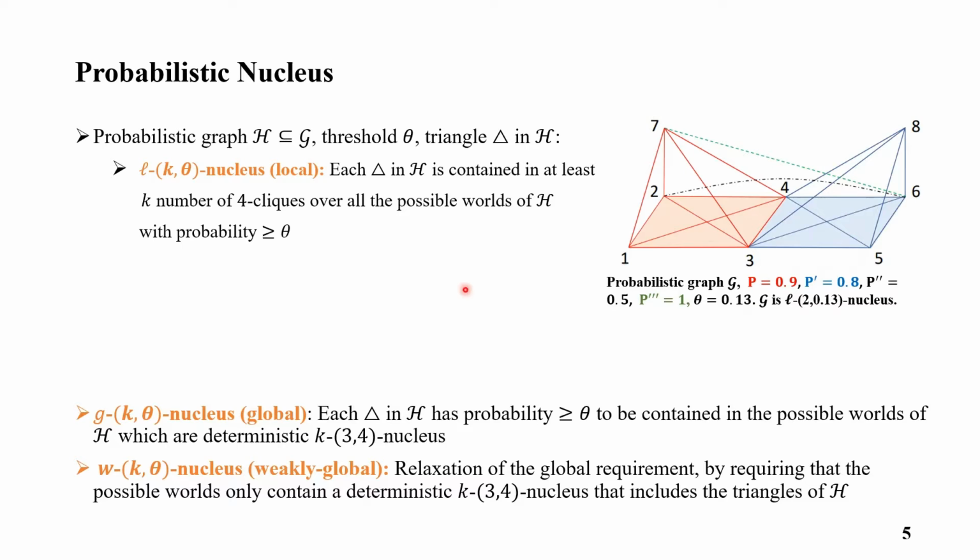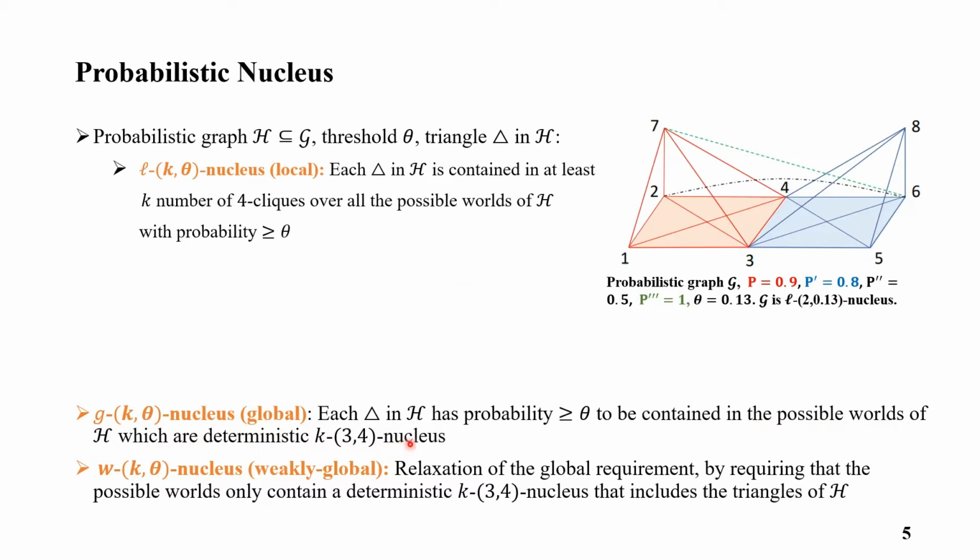This version is local because we consider triangles independently and we don't have any constraint on the possible worlds globally. So we tackle this problem using another definition which we call global nucleus, in which we are looking for finding a subgraph in which each triangle has enough probability to be contained in the possible worlds which are deterministic K-(3,4) nucleus.